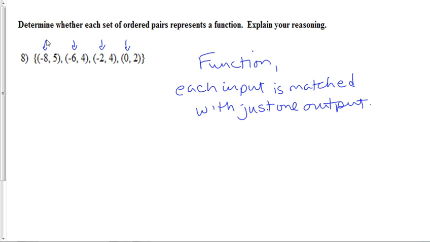Okay, so if you see something, for example, if there's another point here added, 0, -1, 0 would be matched with 2 different numbers. So it would not be a function. And the reason you would give for not being a function is the input of 0 is matched with 2 different numbers. So not a function, the input of 0 is matched with 2 different numbers. Okay, so look through those few problems there and see which ones are not functions, see which ones are functions.